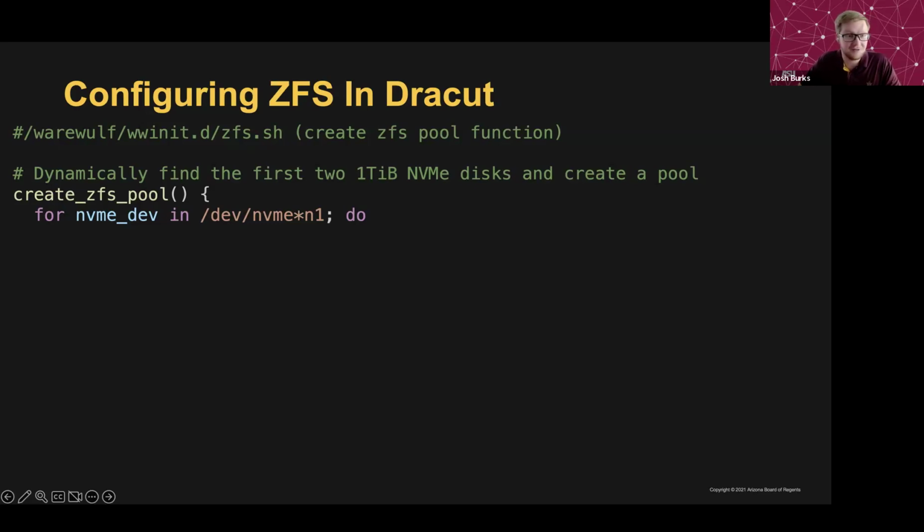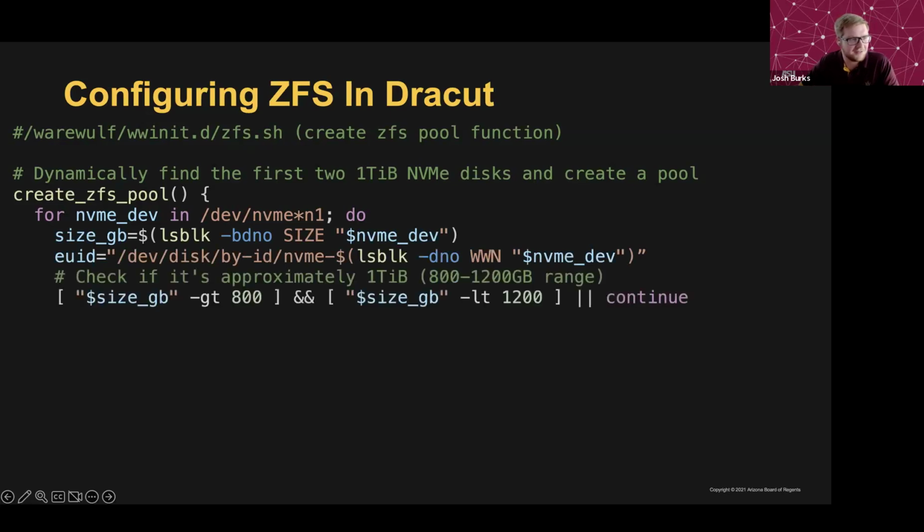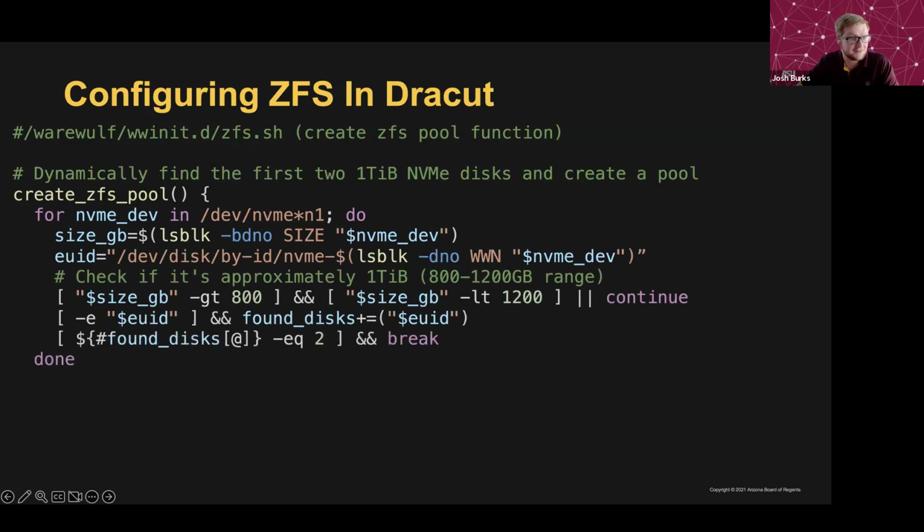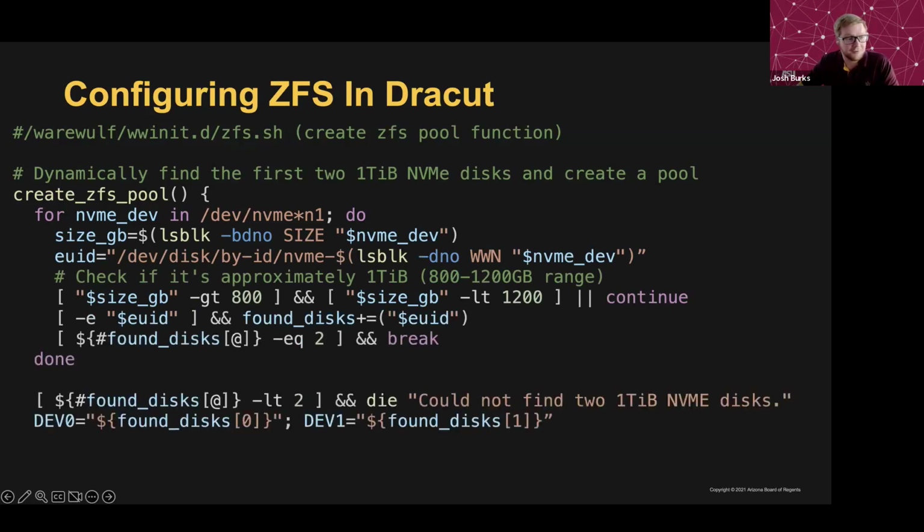You know, there could be a third NVMe in some of these, or a fourth, and maybe they're larger than a terabyte, maybe they're smaller than a terabyte. I'm not quite sure, but I know that I want the first two 1 terabyte NVMes to have this pool on them. So for every device in /dev/nvme, let's figure out its size, grab its WWID path, check that its size is about a terabyte, maybe between 800 and 1200 gigs. And if it's not, we'll skip that disk. But otherwise, let's mark that disk as found. And once we find two of those, we'll mark those as our devices and create a ZFS pool on them.